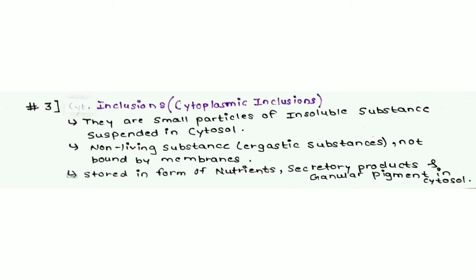Moving ahead, the third part of the cytoplasm is the cell inclusions. Cell inclusions are small particles of insoluble substances that are suspended in the cytosol. Or you can say they are intracellular non-living substances that are not bounded by any membrane. They are stored in the form of nutrients, secretory product, granular pigment in the cytosol.